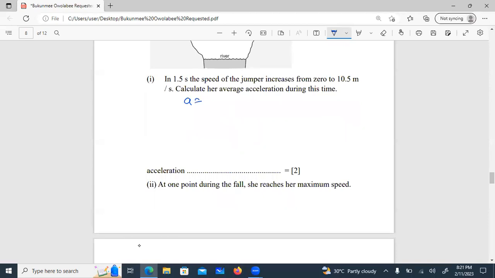What formula for acceleration? Acceleration is equal to v minus u divided by t. Okay. From this, what's the v? V is the final speed, which is 10.5 meters per second. So we have 10.5 minus u, the initial speed. What's the initial speed? You know, the speed increases from 0 to 10.5. That means your initial speed is 0. And then we divide by the time. What's the time taken? The time taken is 1.5. I stated here, this takes place in 1.5 seconds. Second is the SI unit of time. So the time is 1.5 seconds.